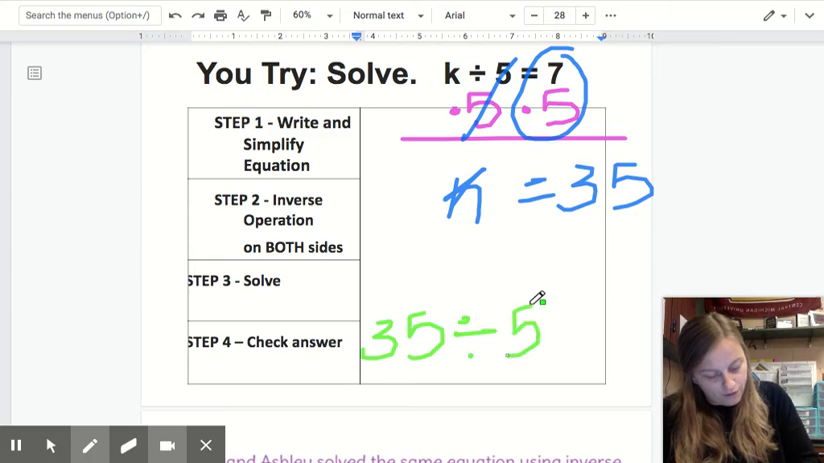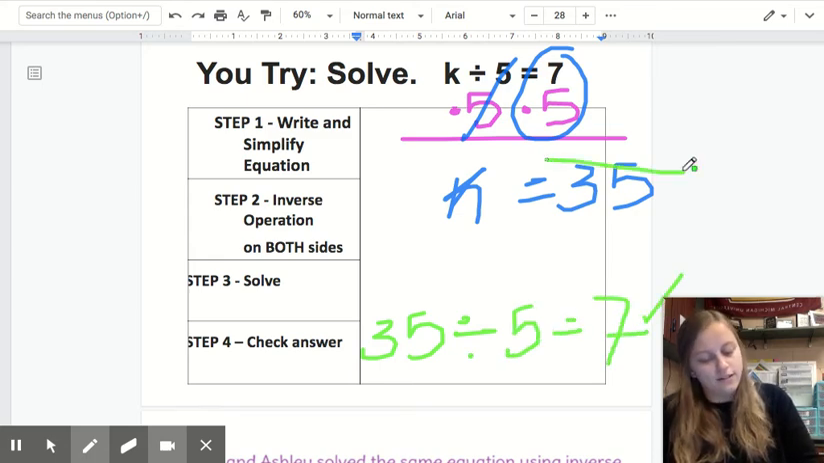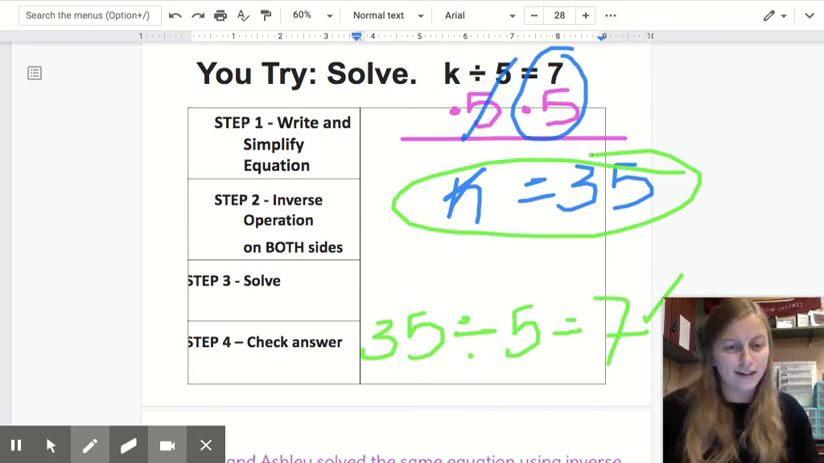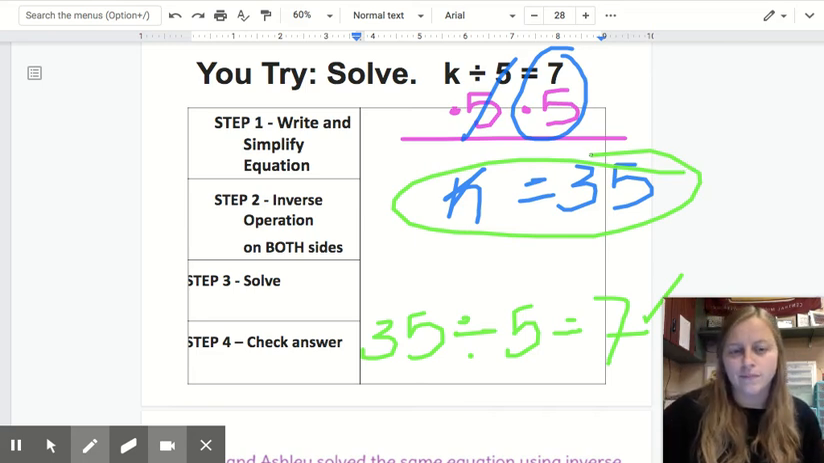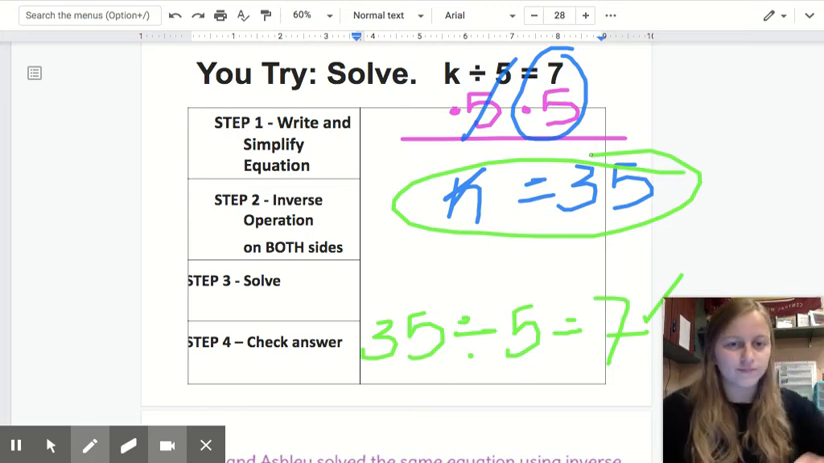Checking my answer, at the end is 35 divided by 5? 7? It is. There's my final answer. How'd you do? If you got it wrong, why? Where did you go wrong?